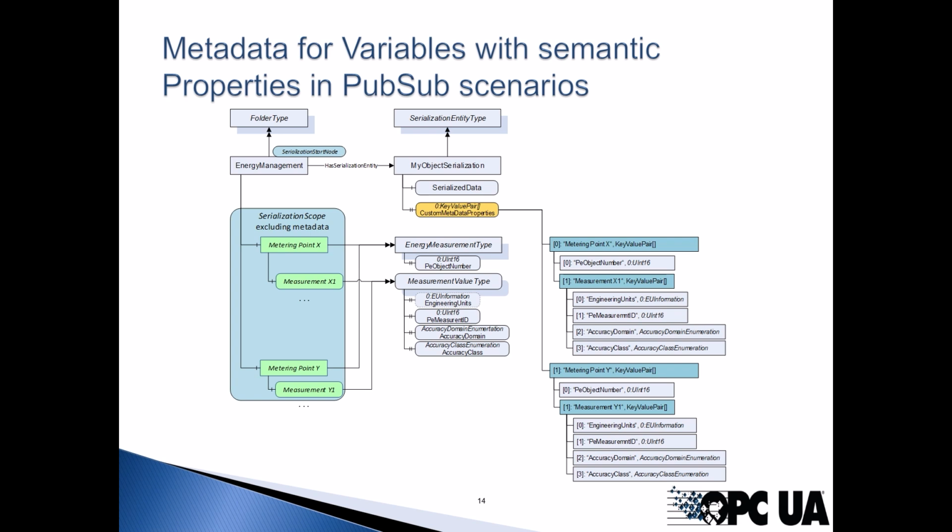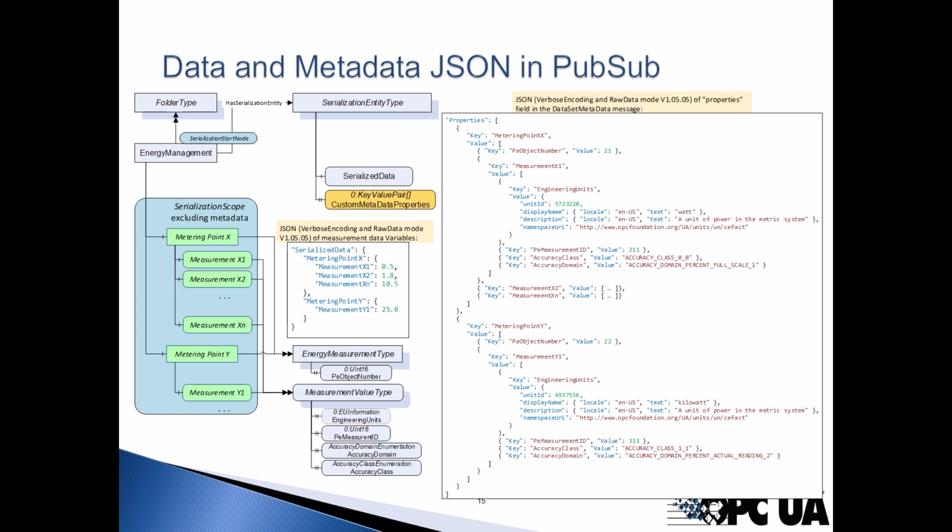This figure shows the resulting JSON encoding for the properties field of the field metadata structure according to the figure on the previous slide. The amount of metadata associated with the pure data exceeds the data values it describes by far. The JSON snippet only shows the metadata for two variables, and it demonstrates the usefulness of excluding the metadata from the serialization scope, especially for low bandwidth requirements.